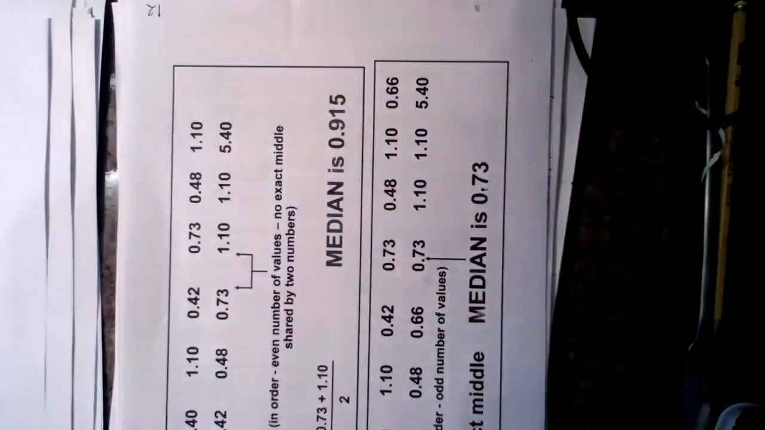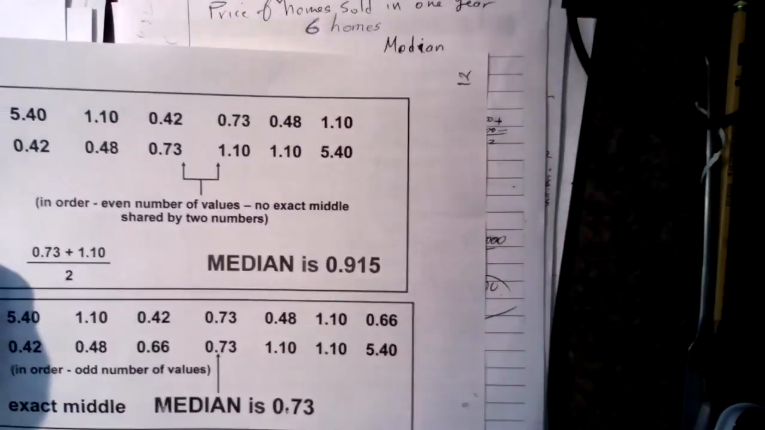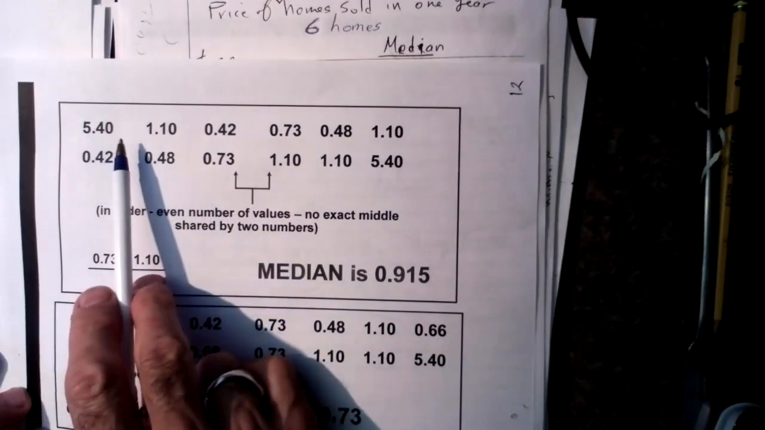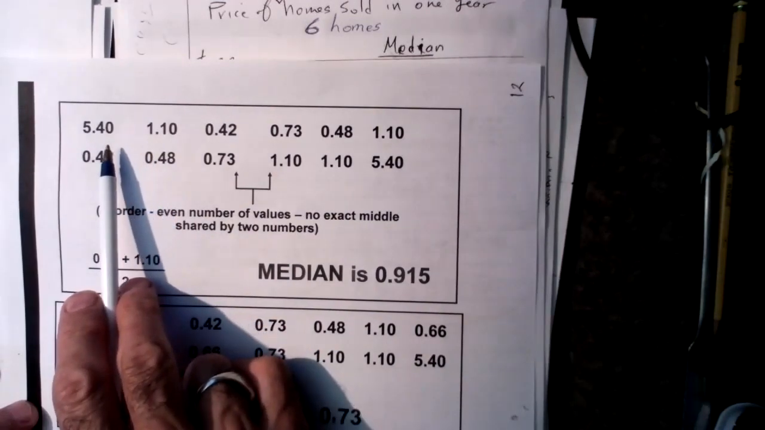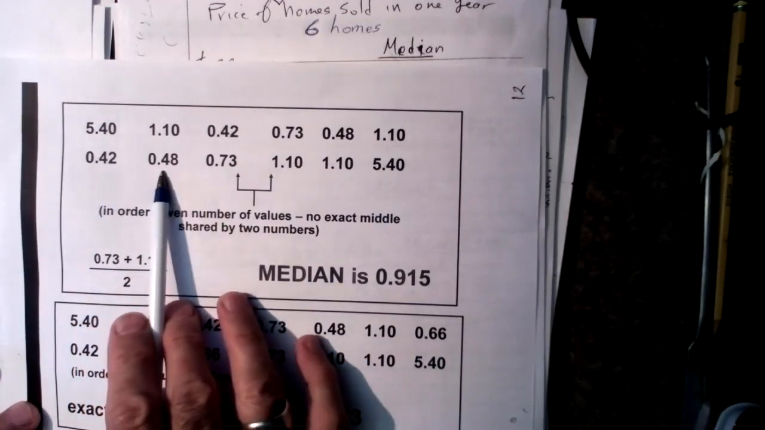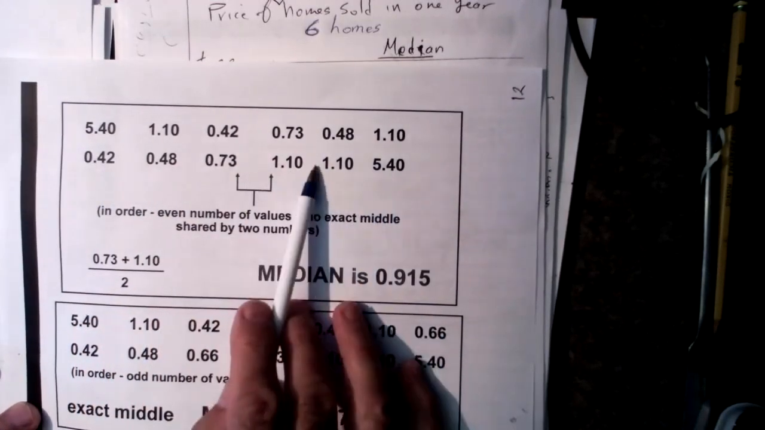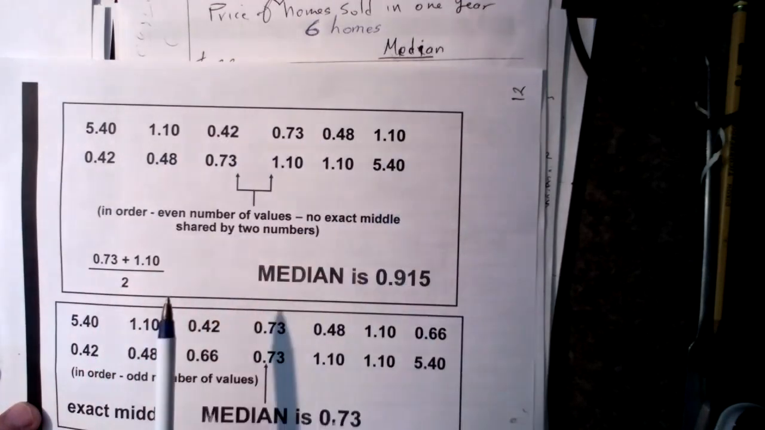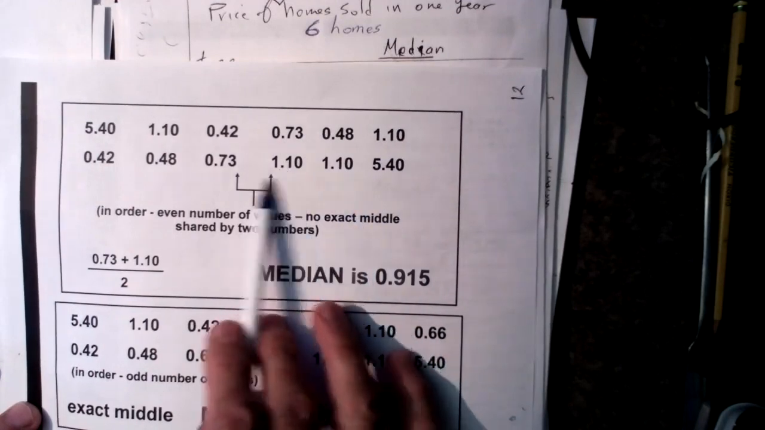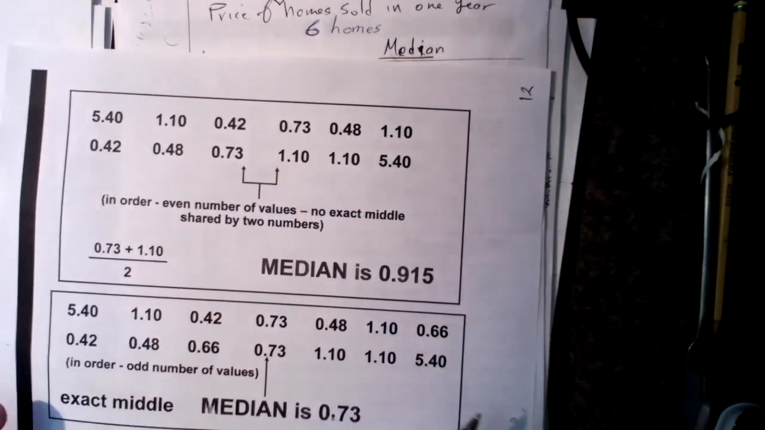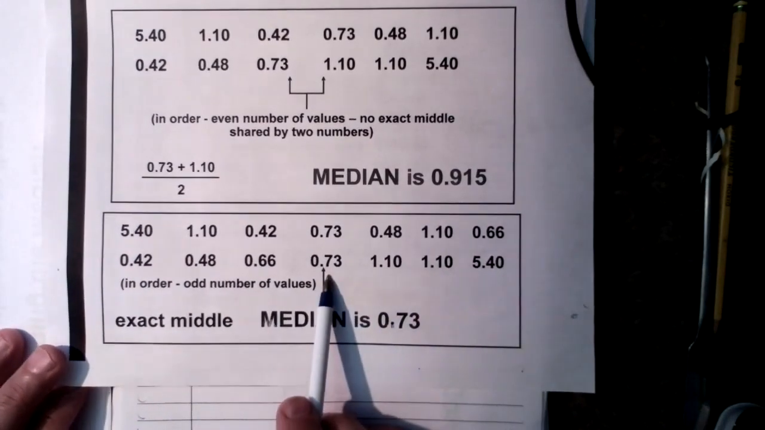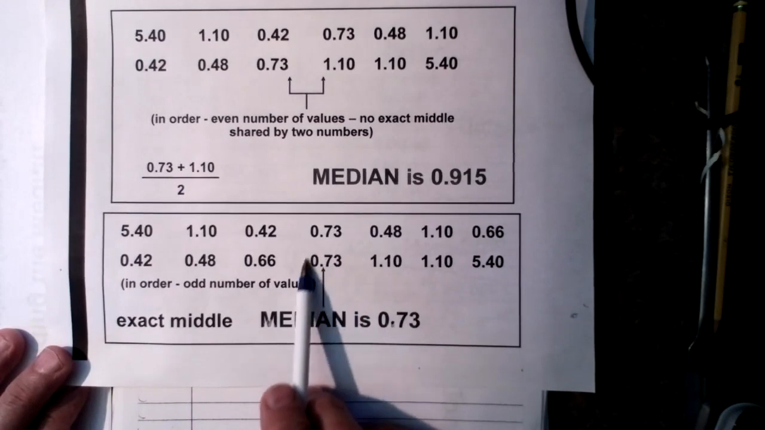Okay, now this is a good example. How many numbers do I have here? To find the median, first you have to put all the numbers in order from the smallest to the largest. So start from here: 0.42, 0.43, 0.73, 1.1, 5.4. See, the numbers keep increasing. If the number of values is even, you always have to take the average of the middle ones. But if the number is odd, then you can find a number exactly in the middle.